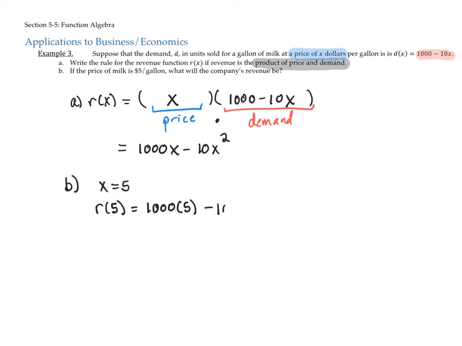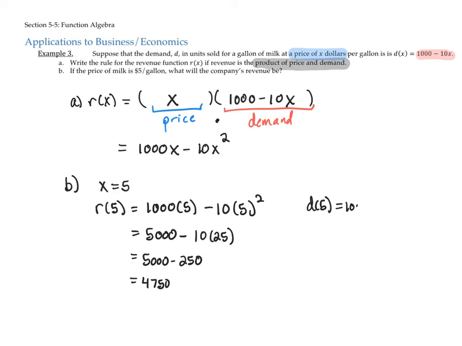So we're doing 1,000 times 5, subtract 10 times 5 squared, or 5,000, subtract 10 times 25, or 5,000 subtract 250, or 4,750. Now let's just do a real quick check to see if that makes sense. Our demand, if we're charging $5, would have been 1,000 subtract 10 times 5, or 950. And then if we just take 950, that's our demand in gallons, times 5, which is our price, and then we're just multiplying, we do get the same thing, 4,750.